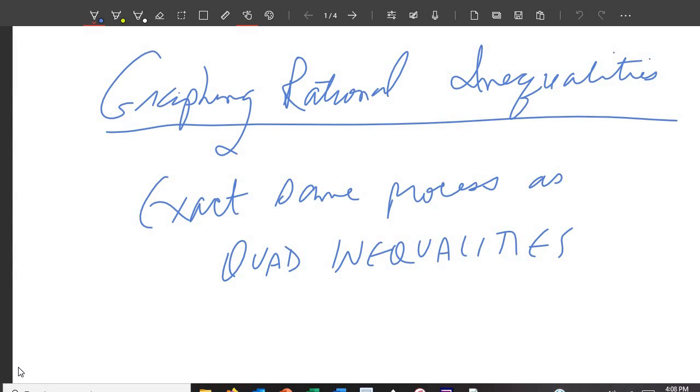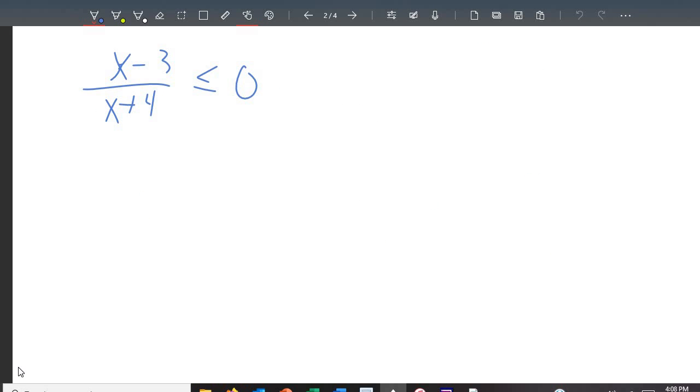Graphing rational inequalities. It's the exact same process as I showed you in the quadratic inequalities. We're going to be drawing the number line, doing the shading, choosing the test values and things like that. Now, let's take the first one here.